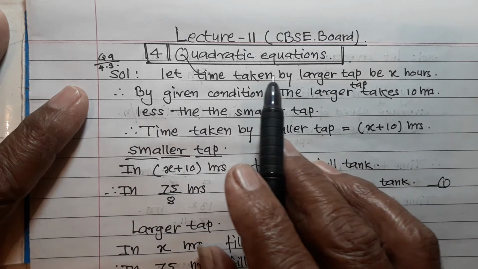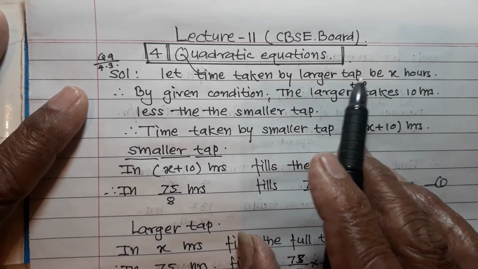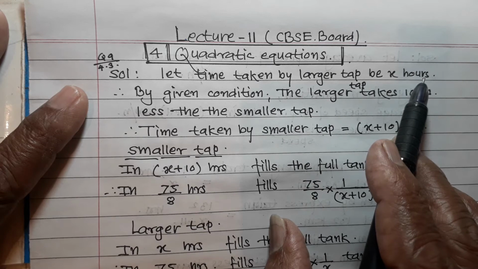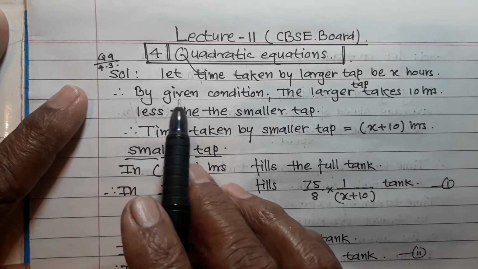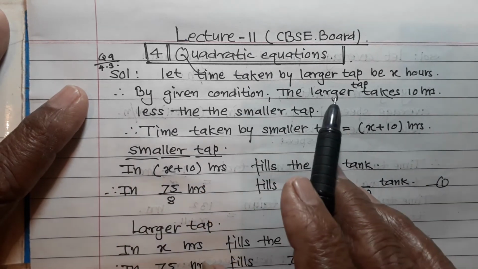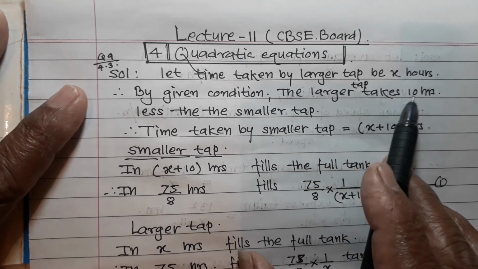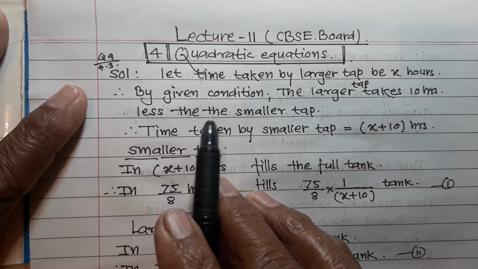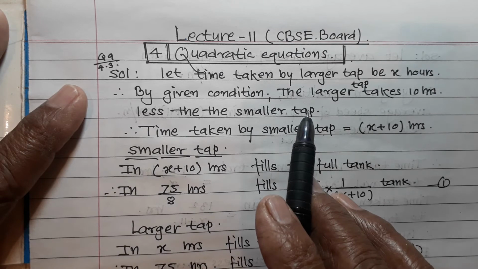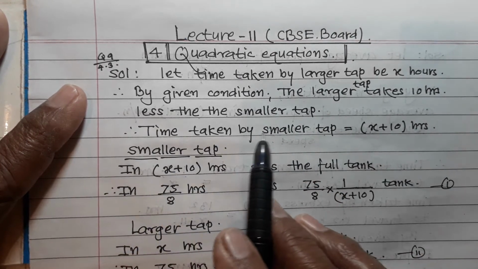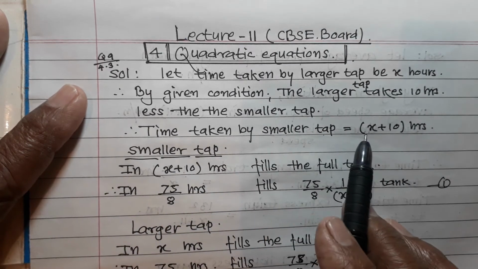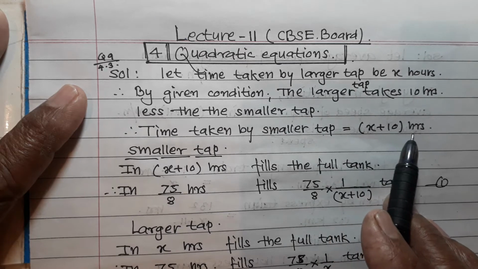Let the time taken by the larger tap be x hours, and therefore by the given condition the larger tap takes 10 hours less than the smaller tap, and therefore the time taken by the smaller tap is equal to x plus 10 hours.